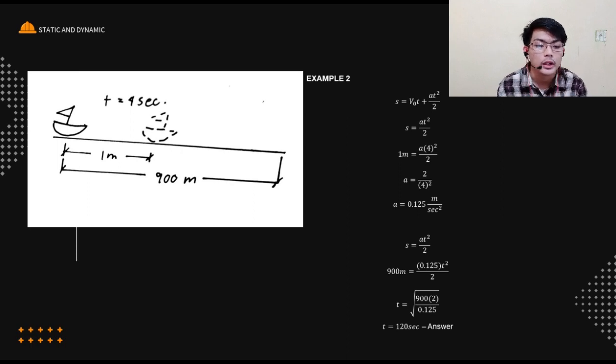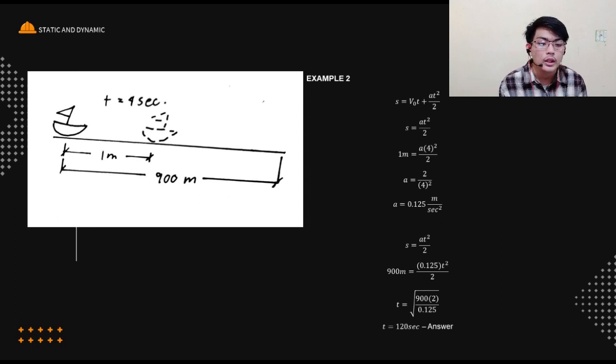Then moving forward in the equation, we have s equals at squared over 2. Now we're looking for our 900 meters. So we substitute the distance, 900 meters, equal to our acceleration, which is 0.125, and then our time squared divided by 2. So now we're looking for our time. So we just cross multiply that, and then we take the square root of the equation.